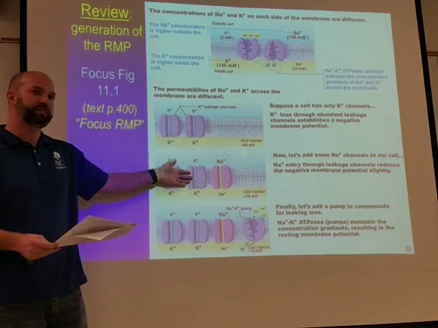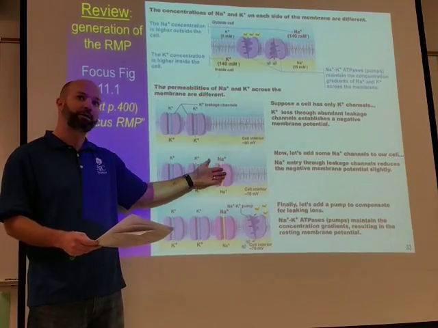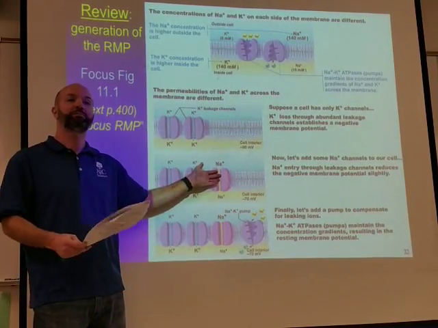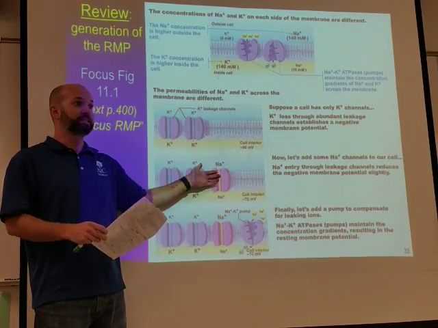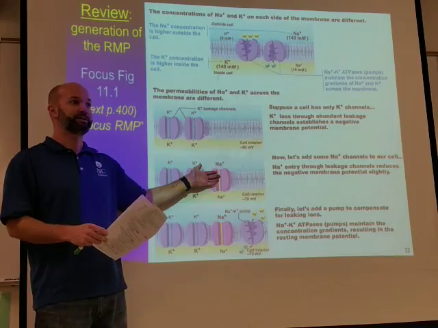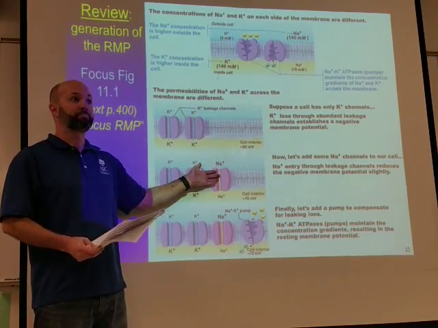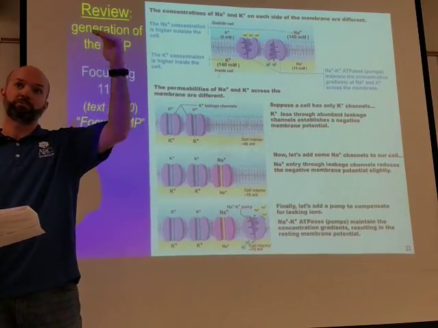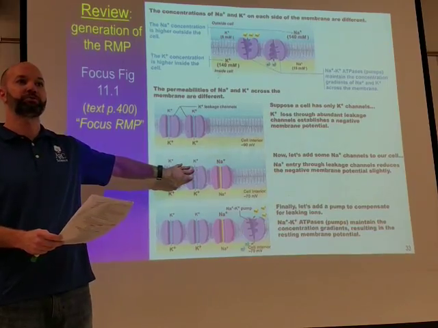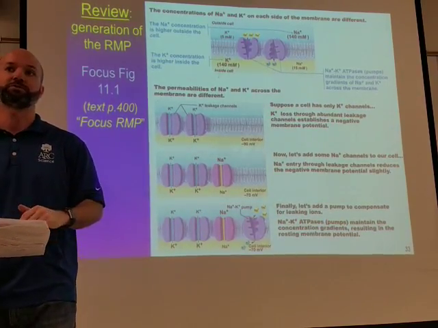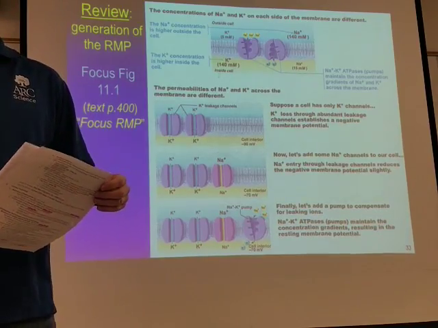So if we keep the potassium leak channels as they are, but start adding more and more and more sodium leak channels, what's going to happen to the membrane voltage? It's going to move away from minus 94, which is potassium's equilibrium potential, and it's going to start moving towards what? Plus 65. It's going to start getting more and more and more positive. And what if we took all the potassium leak channels away and only had sodium leak channels? What would that membrane's resting potential be? Plus 65.